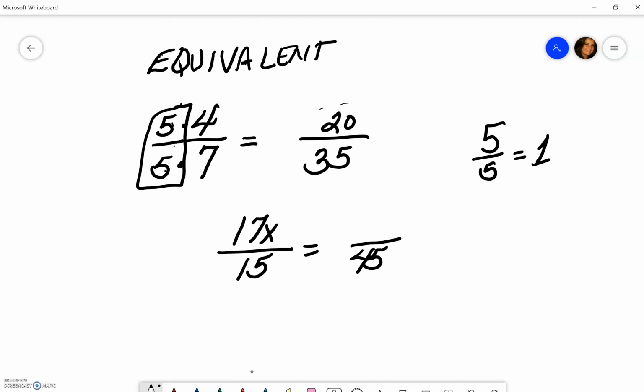So the way to do this, you can just put 45 divided by 15 equals 3. So we know that 3 times 15 equals 45. So you do the same thing at the top. 3 times 17 is 51, and don't forget the x. That's the only difference between the two. And we'll go into this more in the next section.